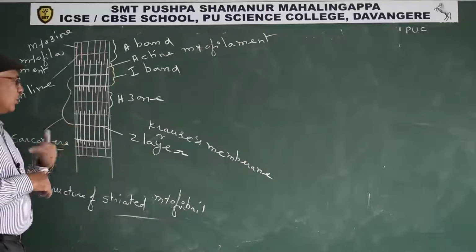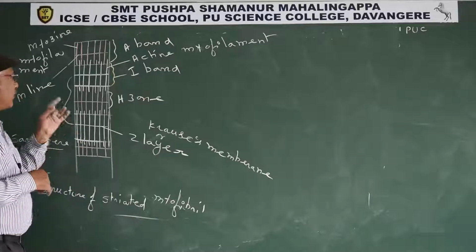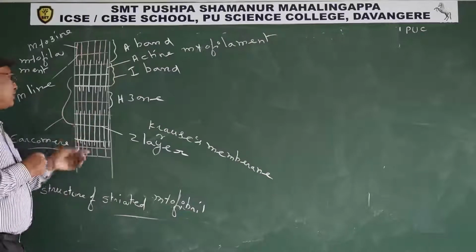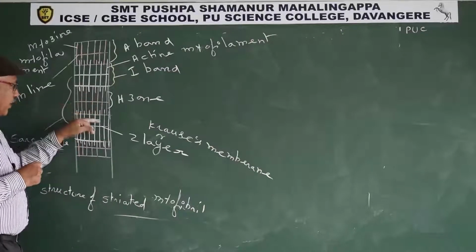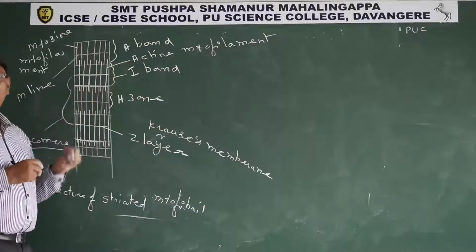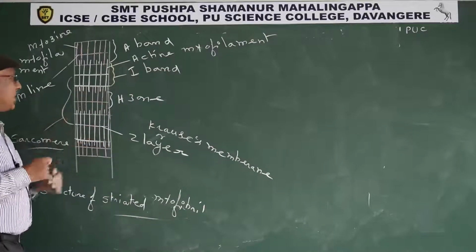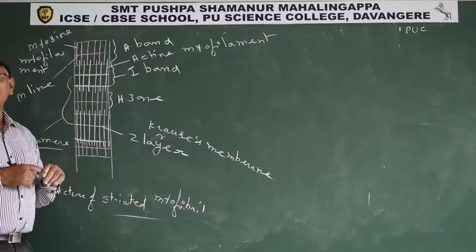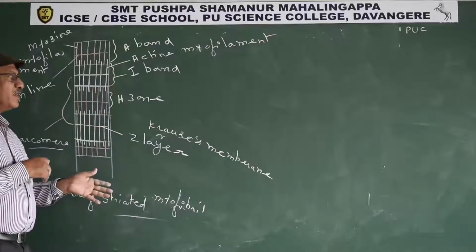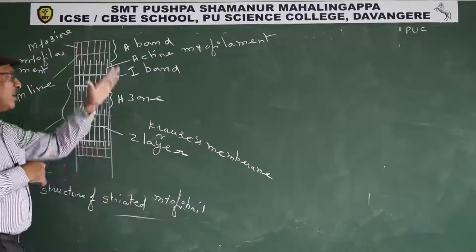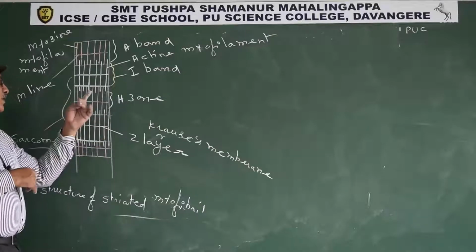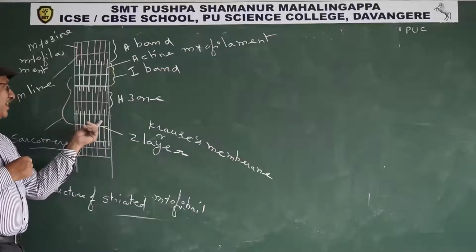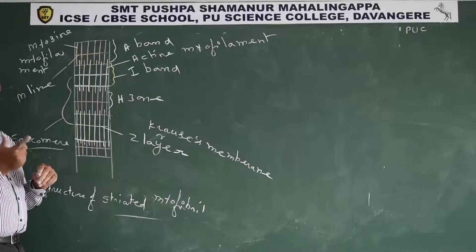The I band contains only actin filaments, so due to the presence of only actin filaments, the I band is the thinnest region. H zone is thick when compared to the I band, thin when compared to the peripheral part of the A band. Sometimes they may ask to arrange the following parts of striated myofibril in increasing or decreasing order of thickness. In increasing order of thickness: I band, next H zone, third peripheral part of the A band.